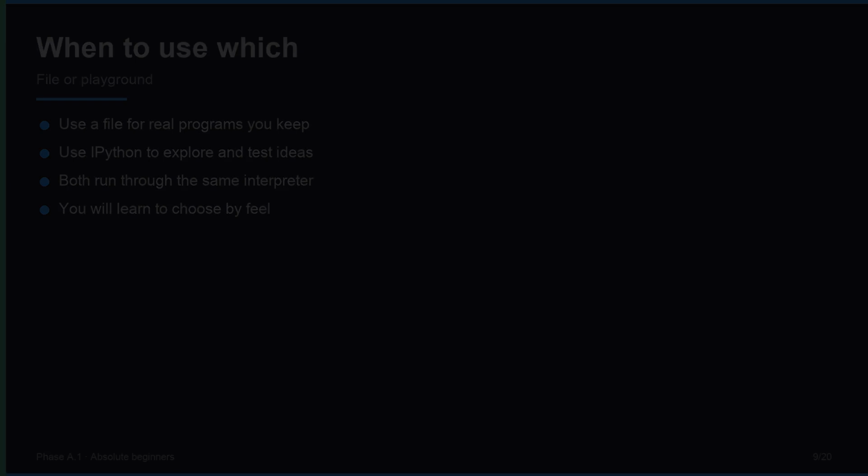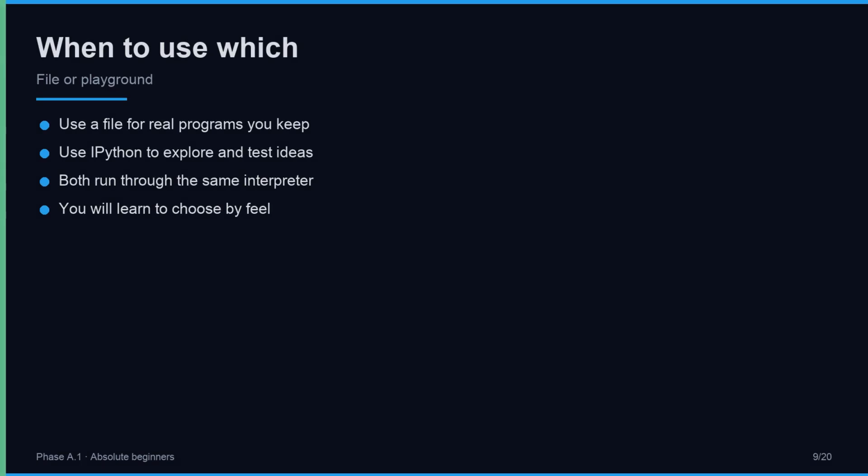A playground. So when do you use a file and when do you use the playground? A file is for work you want to keep, real programs you save and run again. The playground is for exploring, for quick questions, for testing an idea before you trust it. Both speak the same Python, because both use the same interpreter underneath. Over time you will develop a feel for which one a given moment needs, and you will switch between them without thinking. File or playground.